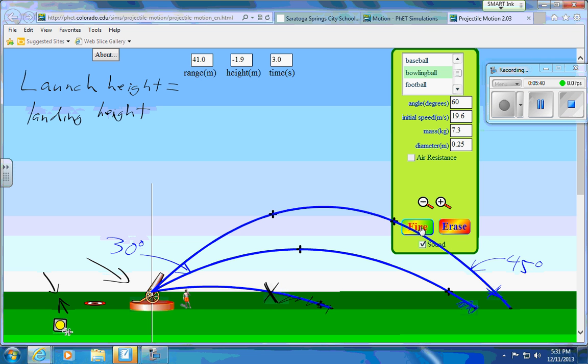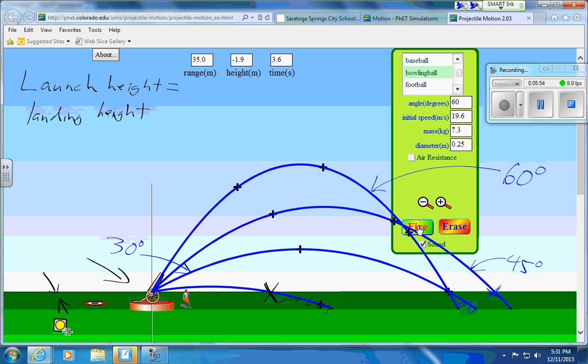60. 3, 2, 1. This one's going quite high, but not as far as the 45. 60 degrees. Put a big arrow here. 60-degree launch. They seem to be going higher and higher, but the 60-degree didn't go as far as the 45. And in fact, we notice that, again, we're looking at the landing point here as where it intersects the green line. That landed in the same place as the 30-degree trajectory. We might notice something here.